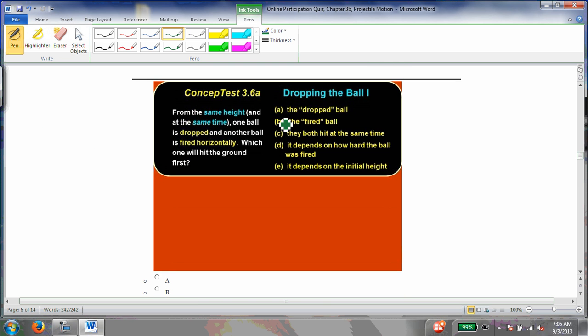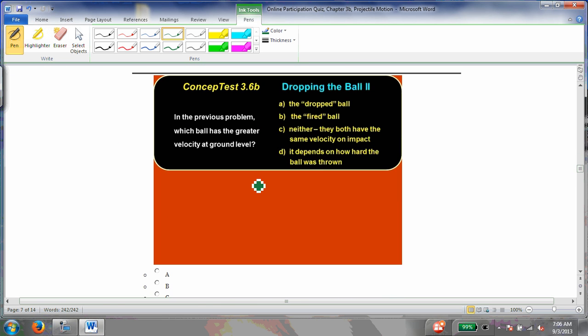From the same height and same time, one ball is dropped and one is fired horizontally. So I drop a ball, I fire a ball. They're going to take these paths. Now this one has Vx equals 0, and this has some Vx greater than 0 because I'm dropping one and shooting the other off to the side. But their Vy's, velocities in the y direction, are the same. They're both 0. So the time required to fall is going to be the same for the dropped ball and the fired ball. And so as a result, they both hit at the same time. That's C.